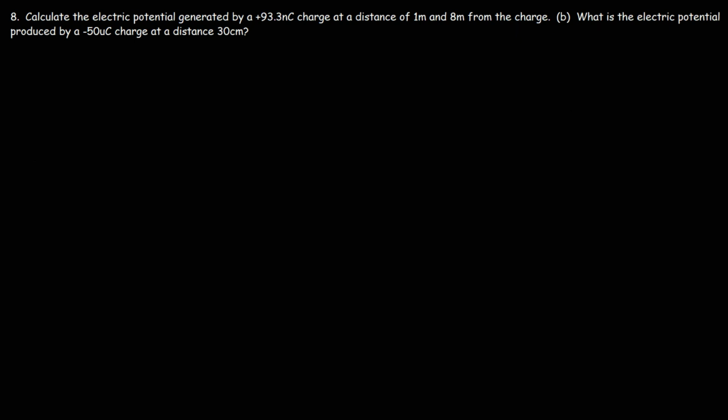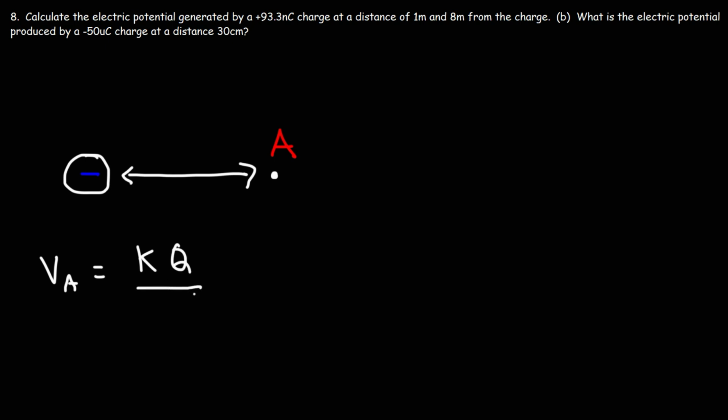What is the electric potential produced by a negative 50 microcoulomb charge at a distance of 30 centimeters? So let's draw our negative charge. And let's call this point A. So let's calculate the electric potential at point A. So it's going to be K times Q over R.